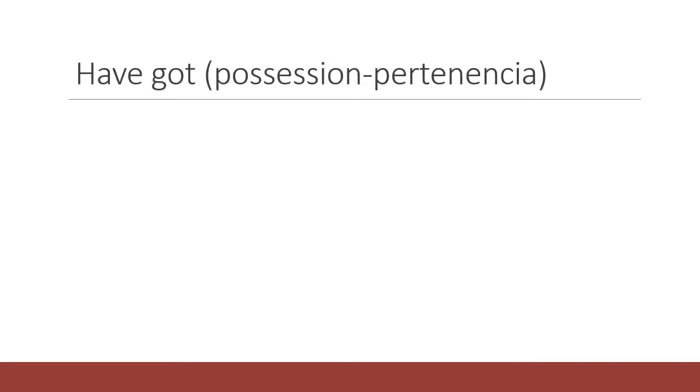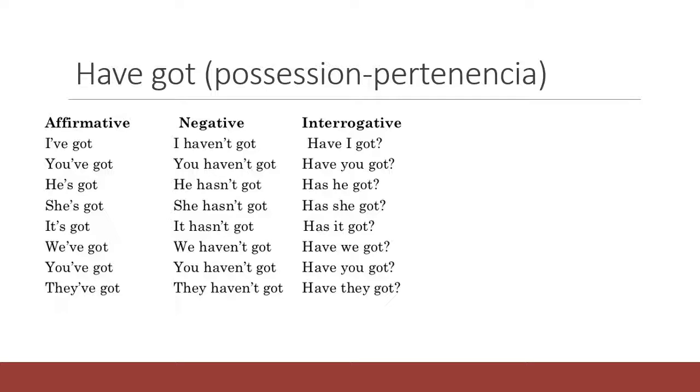Have got is used for possession, and it can replace the verb have that means tener. We're going to check the structure for affirmative, negative, and interrogative sentences. We can use the short form, it means the contraction, abbreviating the verb have or has according to the subject using the apostrophe.